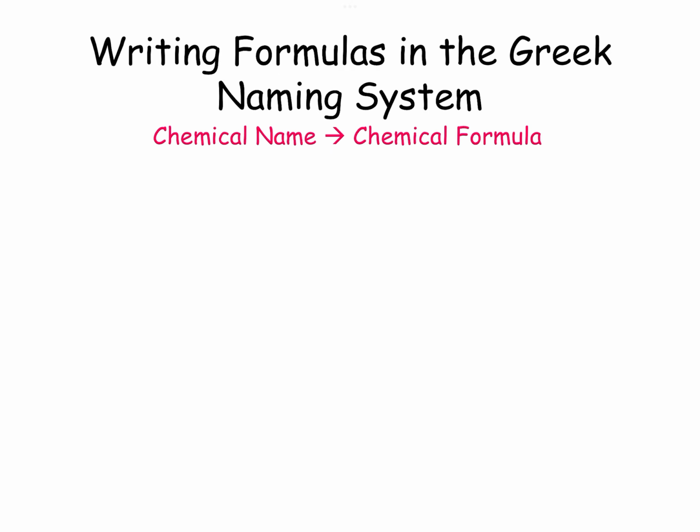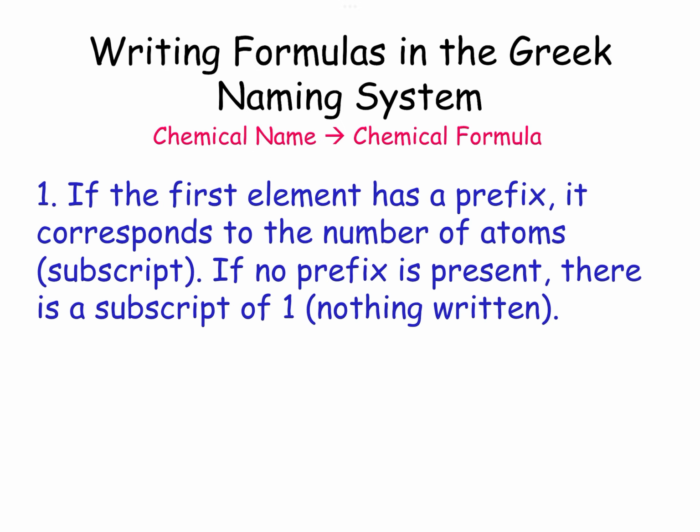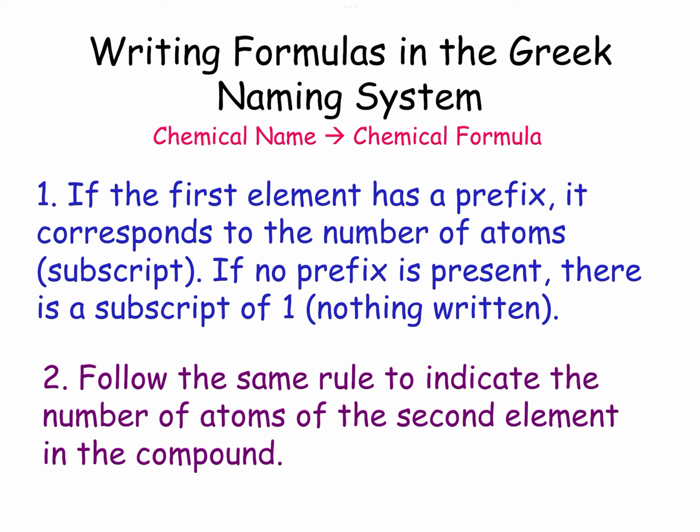So when we're writing our formulas, we're just going to go in reverse. Those prefixes are going to help us tell the number of atoms. If the first element has a prefix, it corresponds to the number of atoms. Again, if we don't have a prefix, assume a subscript of 1. So this doesn't represent oxidation states or crisscrossing. It just tells you literally the number of atoms in your formula. And the same thing for the second.